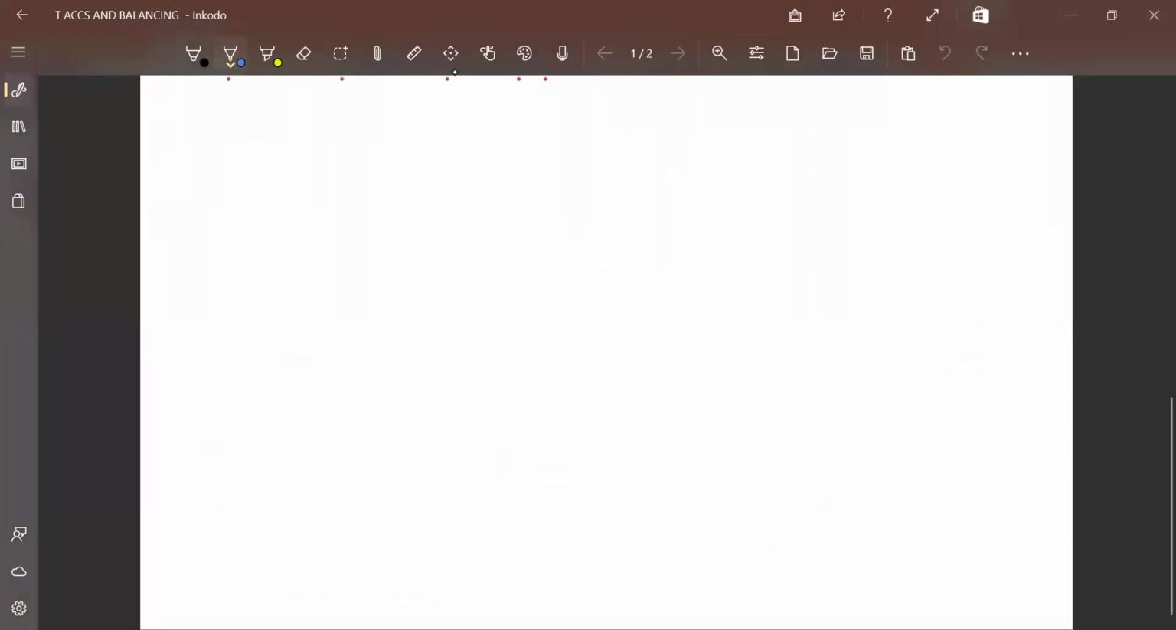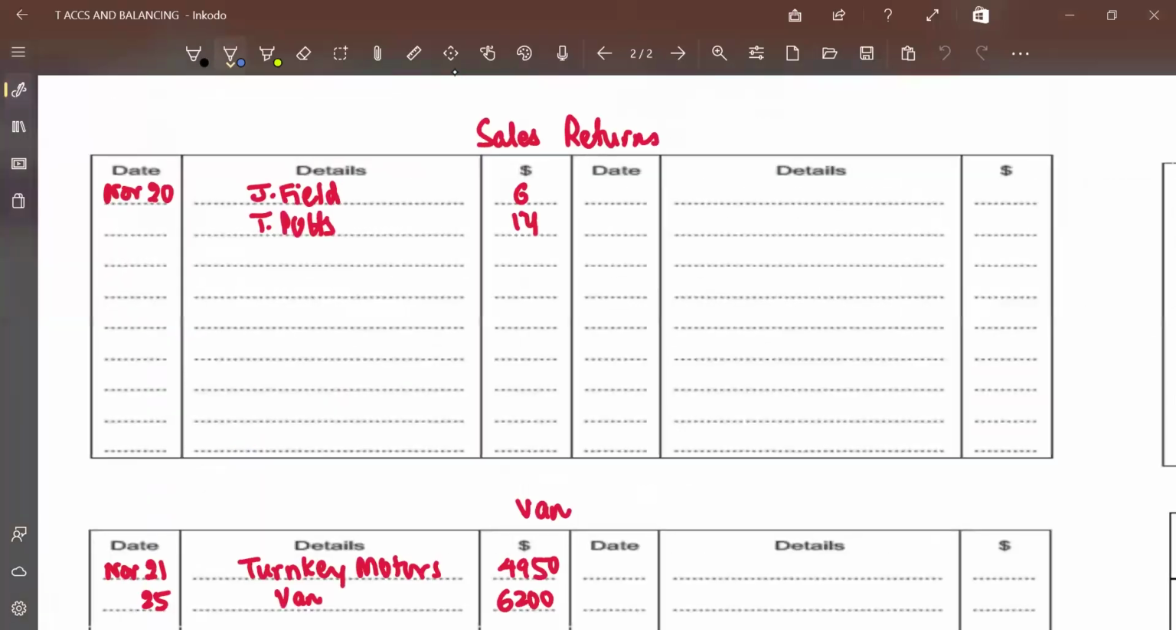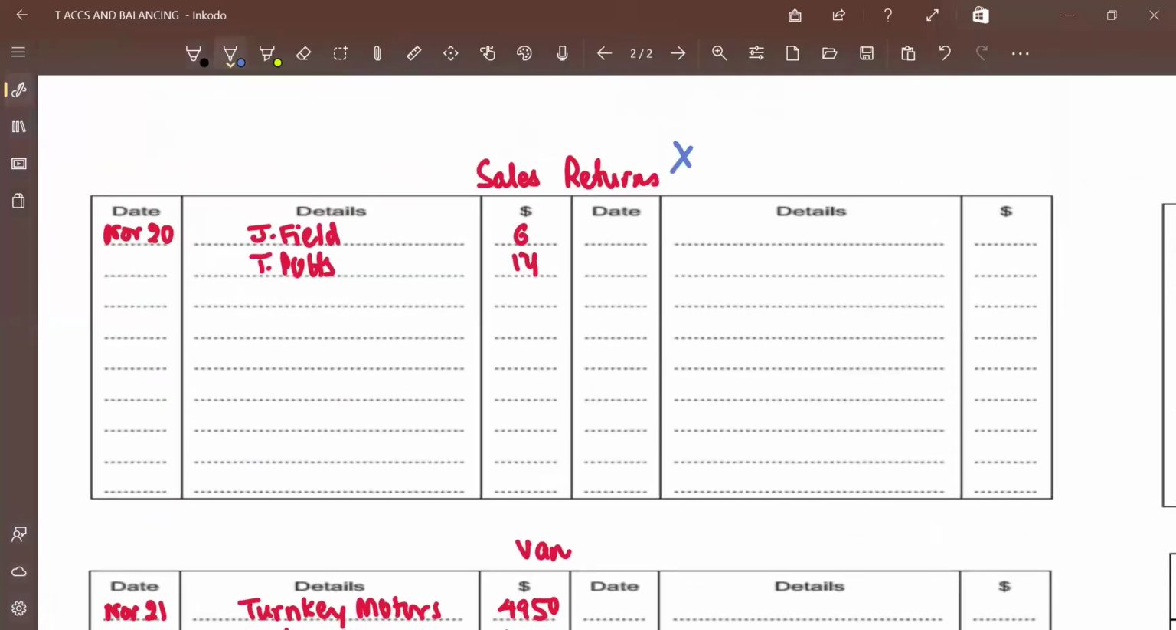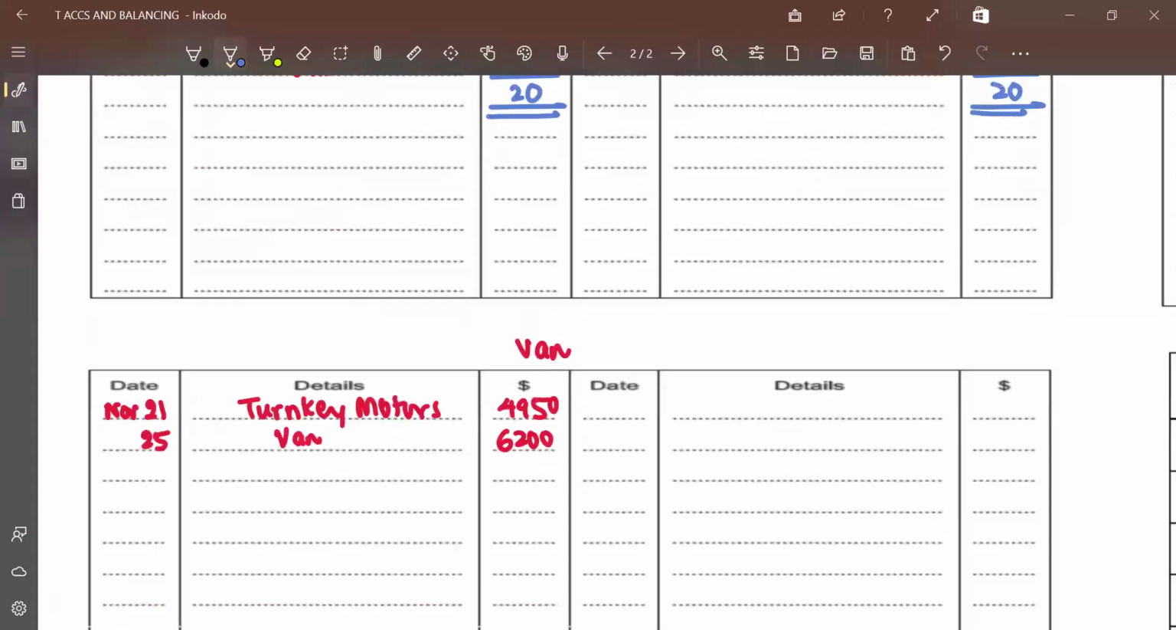We have a T account for sales returns. The balances are not carried forward. They're posted directly to the income statement. This is $20. The totals have to be in the same line. This is income statement. This is $20. This is on the last day of the month. The balances are not to be carried forward or brought forward.